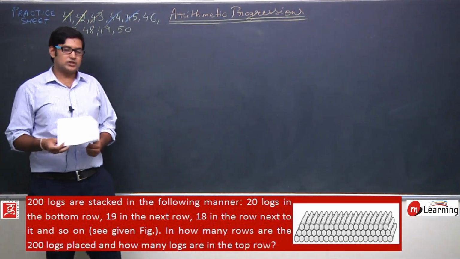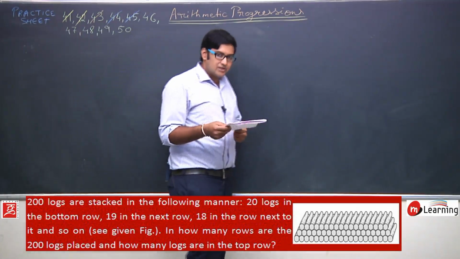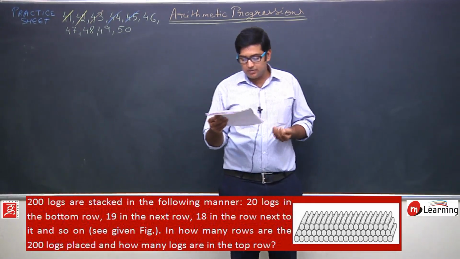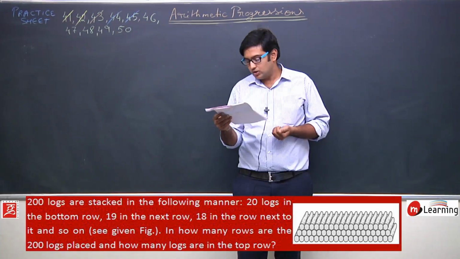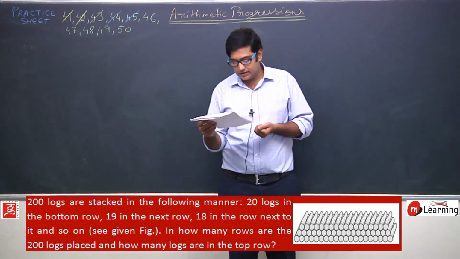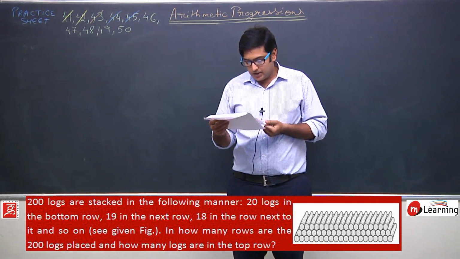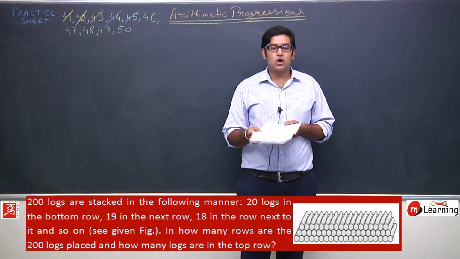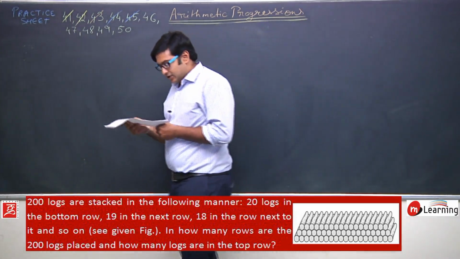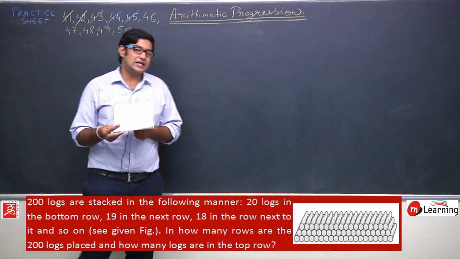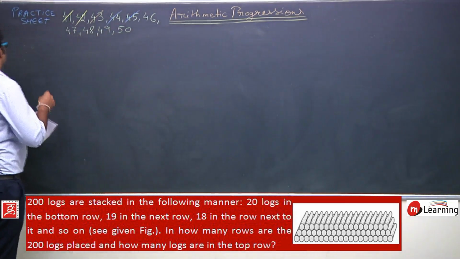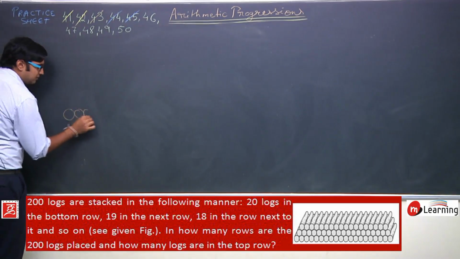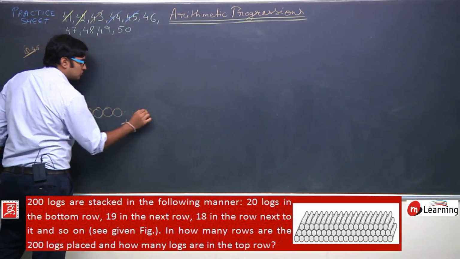Okay, now let us solve question number 46 from the practice sheet. Question number 46 says 200 logs are stacked in the following manner: 20 logs in the bottom row, 19 in the next row, 18 in the row next to it, and so on. See the given figure. In how many rows are the 200 logs placed and how many logs are in the top row? So what it says is there are 200 logs and that 200 logs are arranged in a particular pattern. The pattern is that 20 logs are placed in the bottommost row. So these are 20 logs.